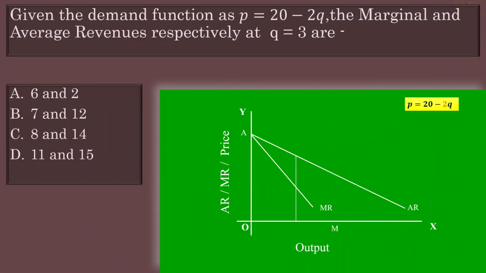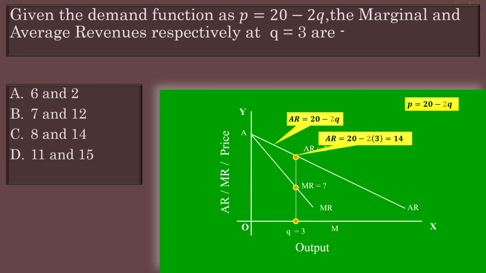Demand function is given. We have to find the value of average revenue and marginal revenue when output Q equal to 3. Demand function is the same as average revenue function. Substitute Q equal to 3 in the function. Average revenue is 14 rupees.